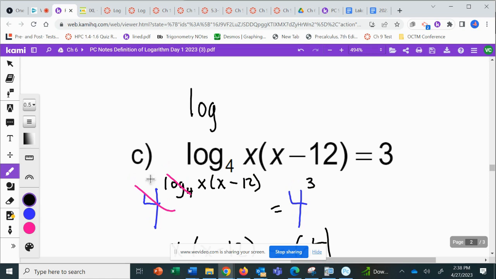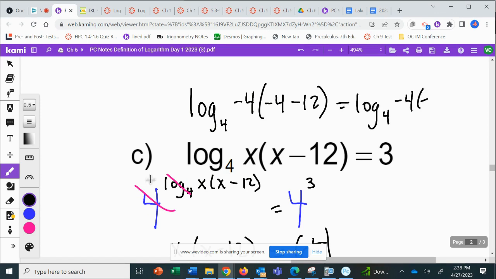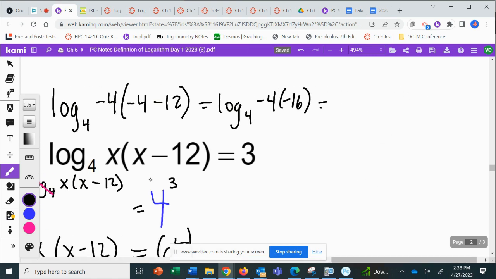So I get log base 4 of -4 times -4 minus 12. So I get log base 4 of -4 times -16. And what's -4 times -16? So we get that positive number there. It should be fine. But if you plug it back in and there's a negative, you got to throw that answer out. So both of these answers do work.